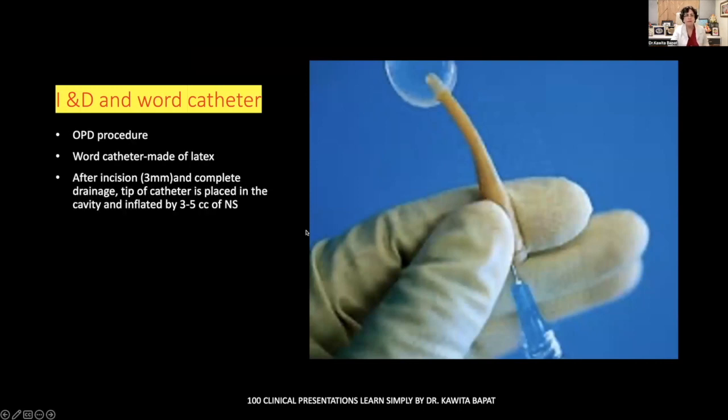An incision of 3 mm is made for complete drainage, and the tip of the catheter is placed into the cavity and inflated with 3 to 5 cc of normal saline. Just keep it there, and the patient can bathe after 24 hours. The catheter can be removed after 4 to 6 weeks.